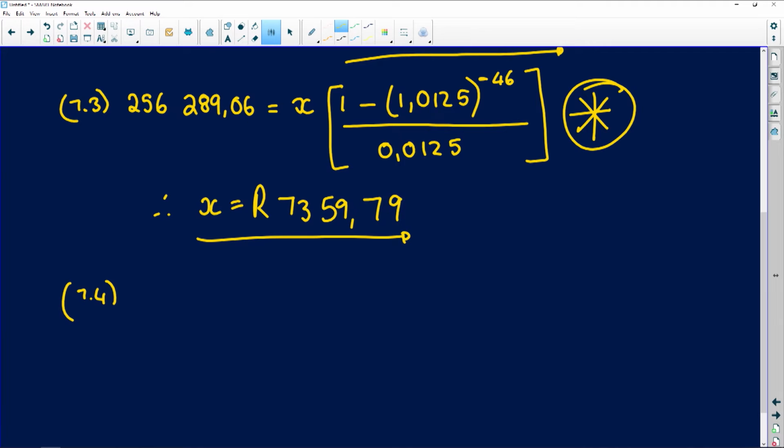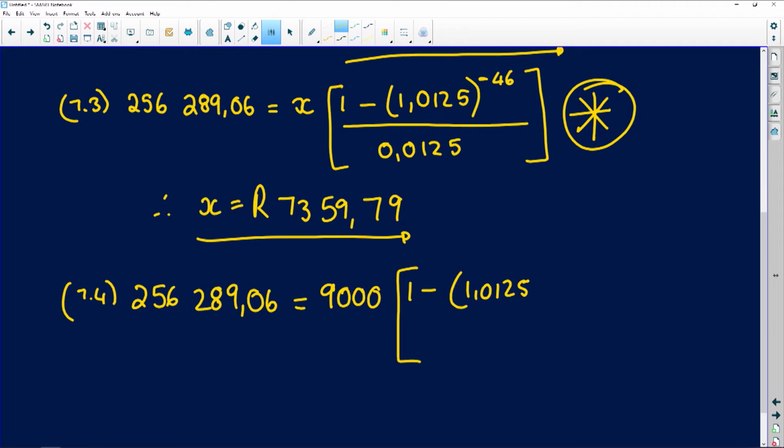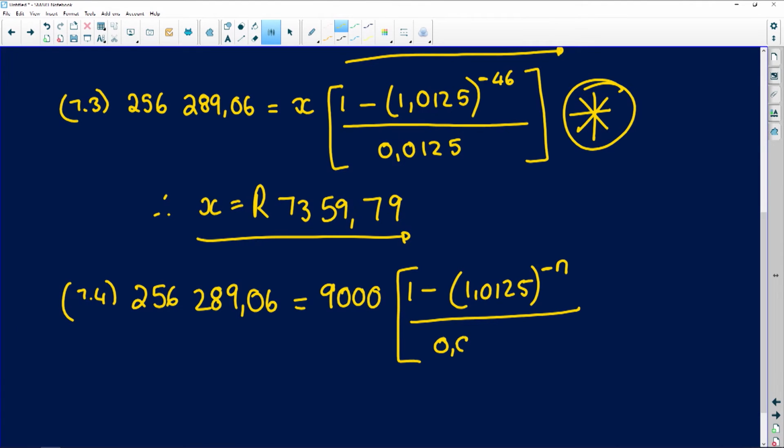7.4. Still the same amount of money, and our X is now 9,000 a month. 1 minus 1.0125 to the minus n, divided by 0.0125. We want n, that's the question. We need to know how many of those payments Tabiso is going to make, to know by how many months it shortened the loan.